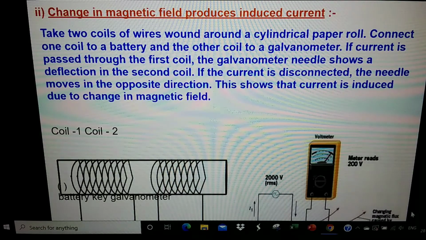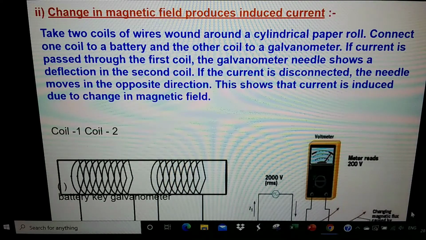Take two coils of wire wound around a cylindrical paper roll. Connect one coil to a battery and the other coil to a galvanometer. If the current is passed through the first coil, the galvanometer needle shows a deflection in the second coil. If the current is disconnected, the needle moves in the opposite direction.